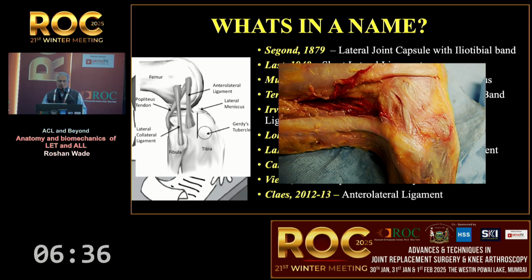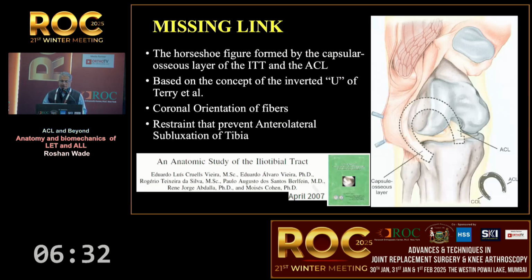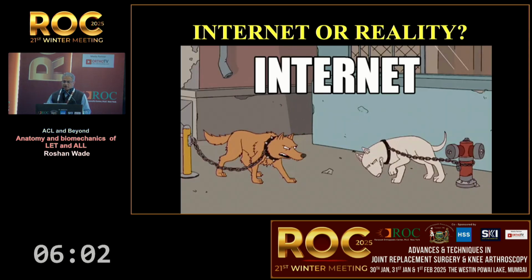The only thing is that the structure which is causing this instability needs to be reconstructed or recreated so that it adds stability. Then came the concept of the horseshoe figure formation of the capsular structure around the knee joint. This was proposed by Moses Cohen from Brazil, and they found that unless you complete this circle of ACL and the ALL or the lateral capsule, you will not get complete stability. So they described the U-shape based concept of the lateral capsule, and that lateral capsule needs to be corrected before you plan a reconstruction.